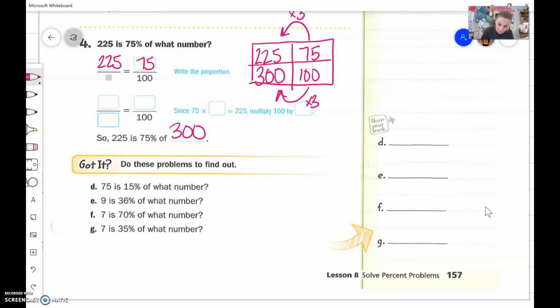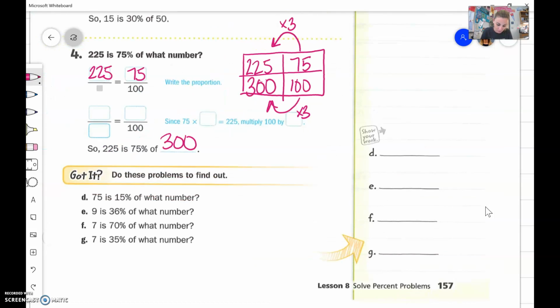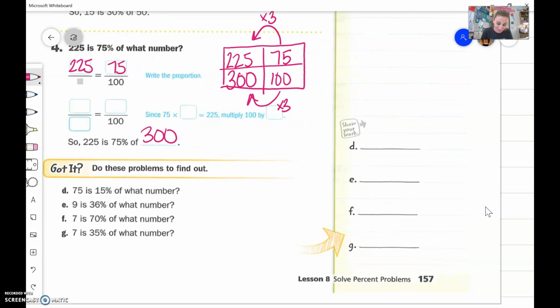All right, let's take a look at some of these. I'm going to move this over just a little bit. Okay, 75 is 15% of what number? So I'm going to make a ratio table. I'm going to do my part and my whole. I have 15%, which percent means out of 100. I have 75, that's my part because it is the 15%.